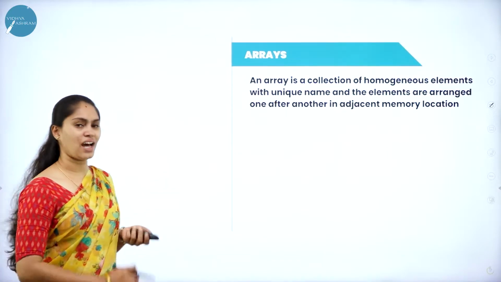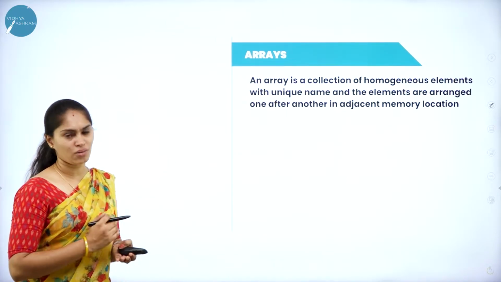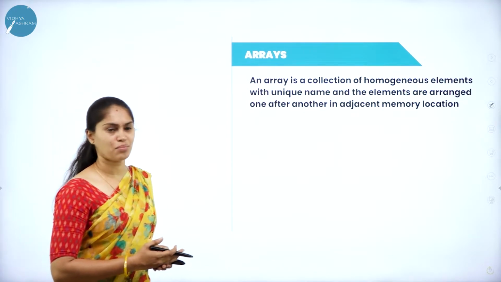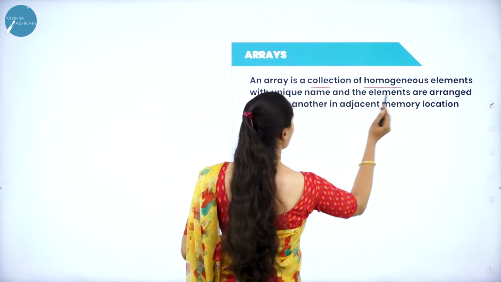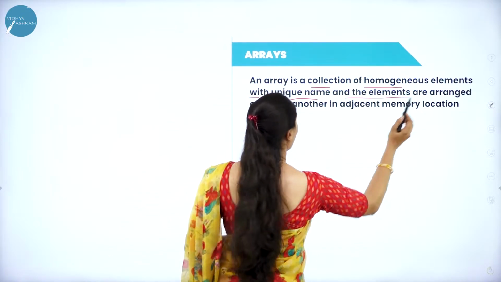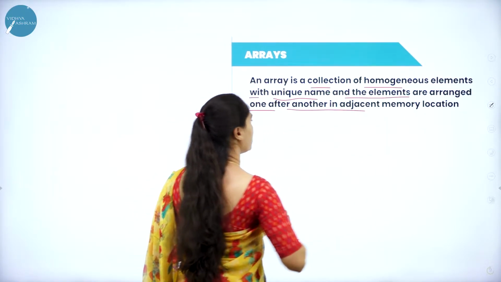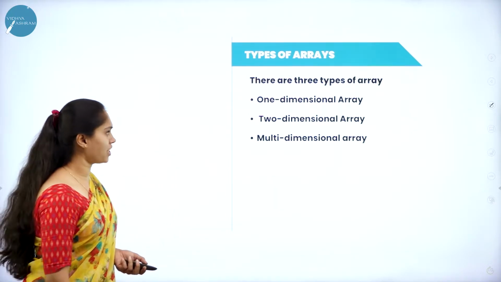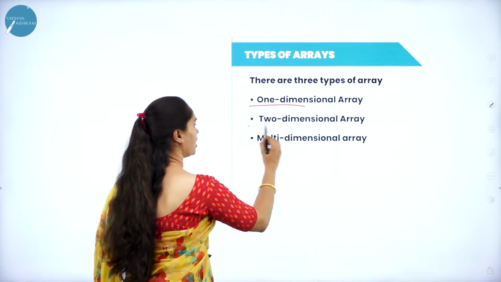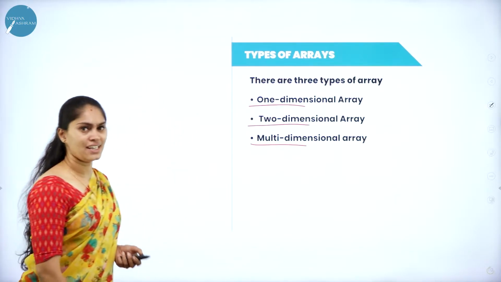So next we have arrays. In the non-primitive data structure we have a first type called arrays. So what is an array here? It is a collection of homogeneous elements with a unique name, and the elements are arranged one after another in adjacent memory locations. Then what are the types of arrays we have? We have one-dimensional, two-dimensional and multi-dimensional.